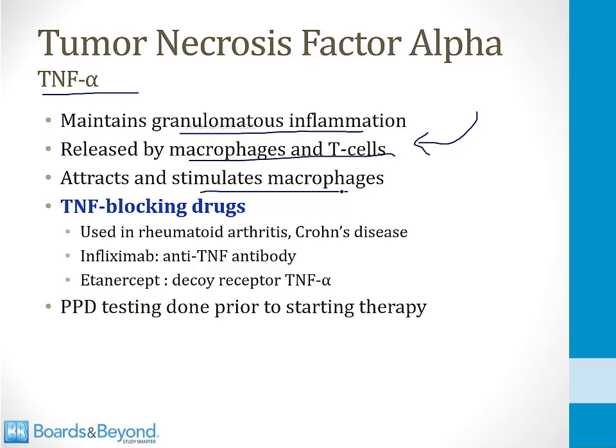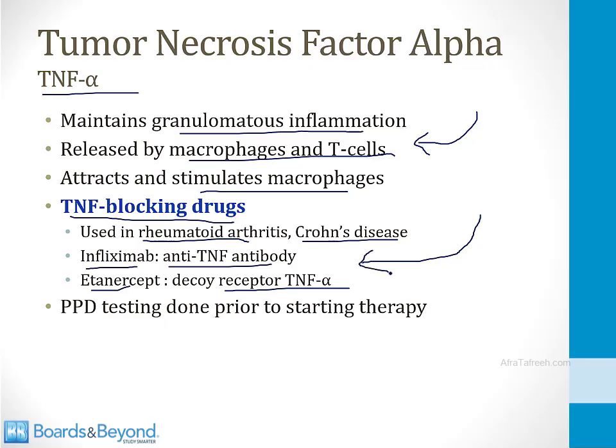This has clinical relevance because there are TNF blocking drugs that are used in some conditions. These are anti-inflammatory drugs used in rheumatoid arthritis and Crohn's disease. For example, infliximab is an anti-TNF antibody, and etanercept is a decoy receptor to TNF-alpha that also blunts the effects of TNF-alpha. So if you are going to give a patient one of these drugs, you are going to block the ability of the body to form granulomas. And that means if the patient has tuberculosis, which is latent in their lungs, it may reactivate because you blunt the ability to form granulomatous inflammation and contain that tuberculosis infection.